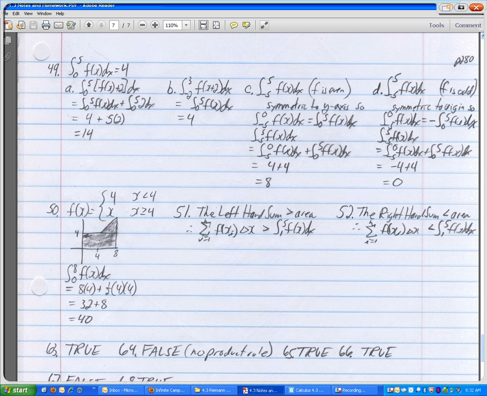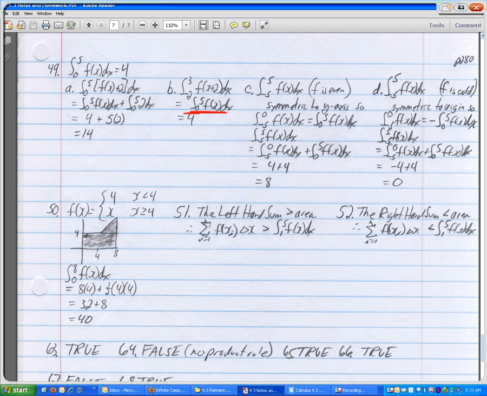For B, we want the integral from -2 to 3 of f of x plus 2 dx. All right. F of x plus 2 is a, let me get this right, horizontal shift. Remember from pre-cal, maybe? Okay. So that's the same thing as the integral from 0 to 5 of just f of x.